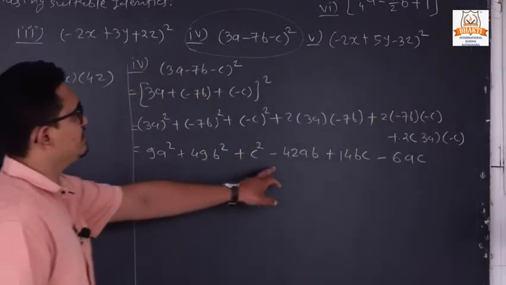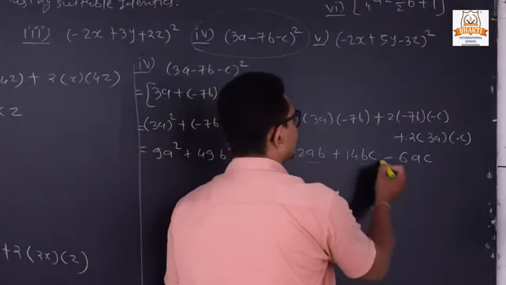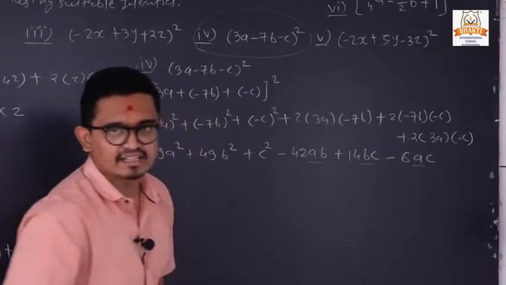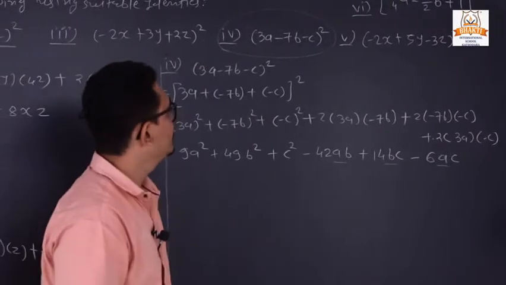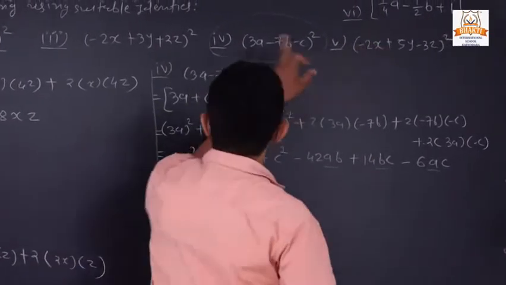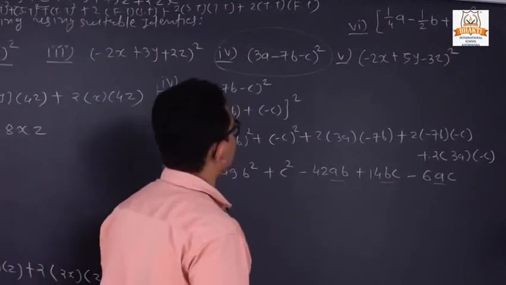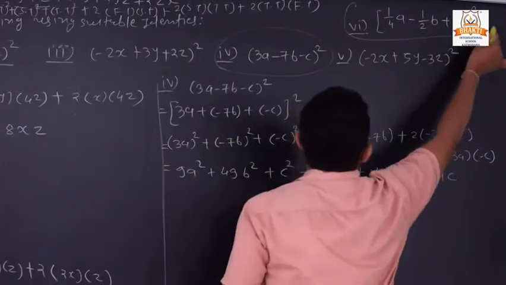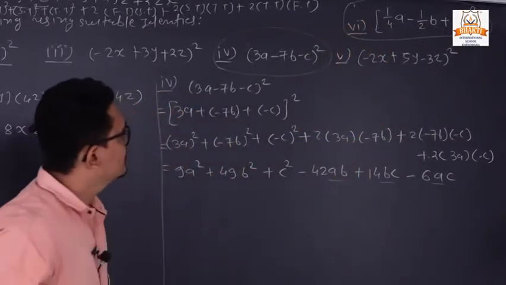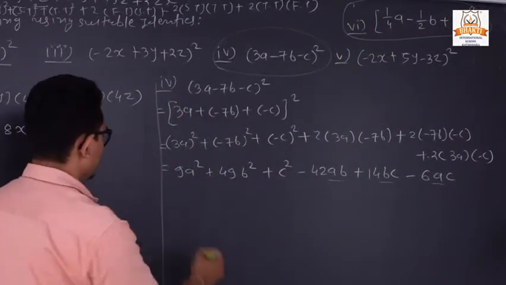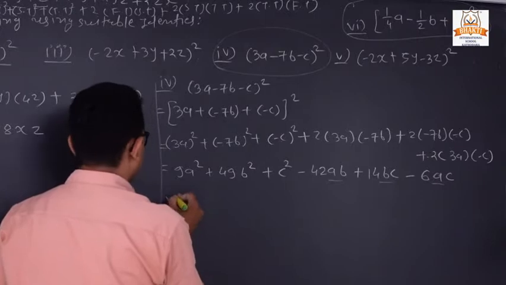Clear? Here we cannot simplify because these are all different terms, unlike terms. That's why we cannot simplify. Now, questions 3 and 5 you can try at your home. Now our last question, number 6. It is somewhat different. So we can write it like that, the 6th sum.